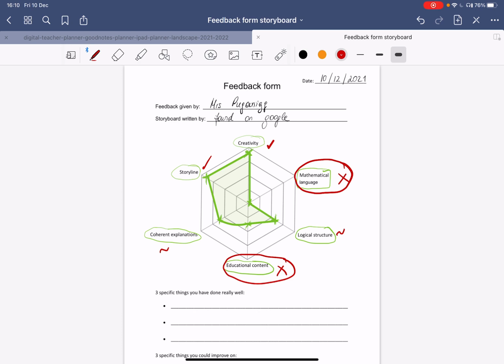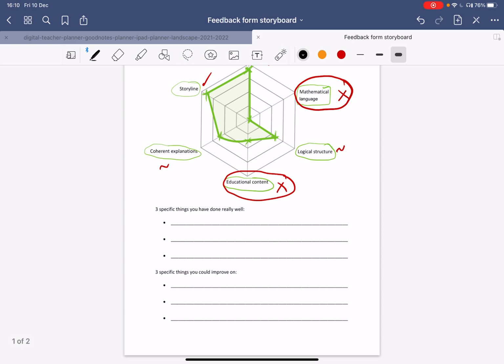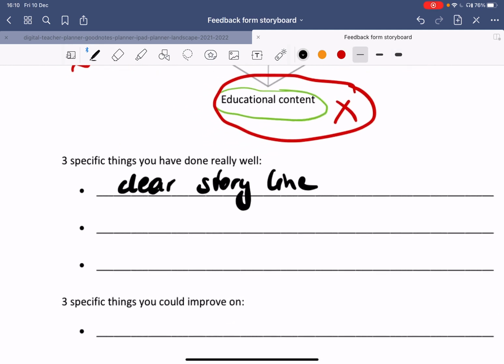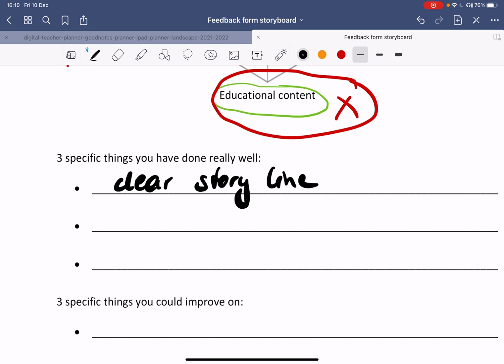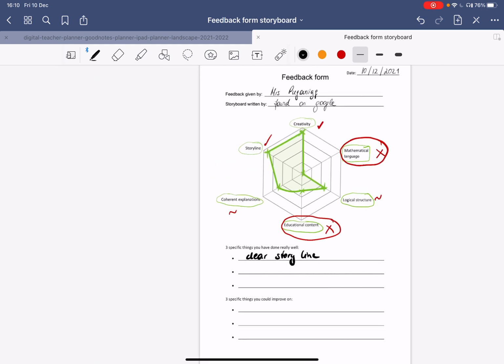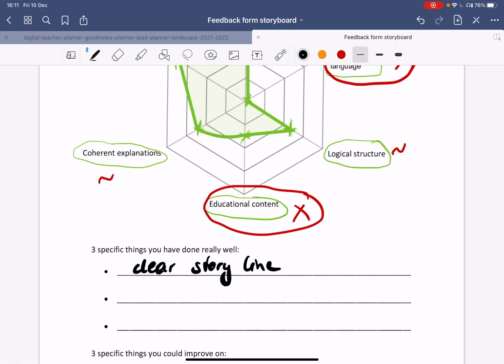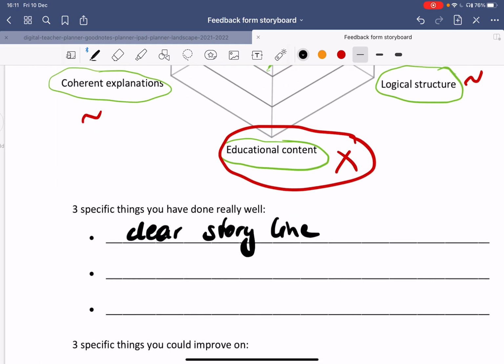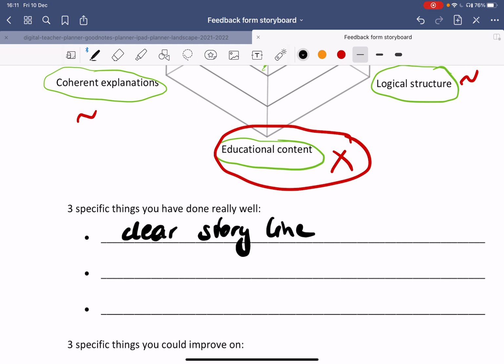Okay. But then I would like to give more detailed feedback on that person's work. So I'm going to write down 3 specific things that this person has done really well. First of all, I'm going to say it was a very clear storyline. That's the first thing, because I found that this was actually the case. The storyline was very clear. I'm also going to say that the next strong point was that I found it creative. I'm just going to put here "creative," and I'm going to explain.